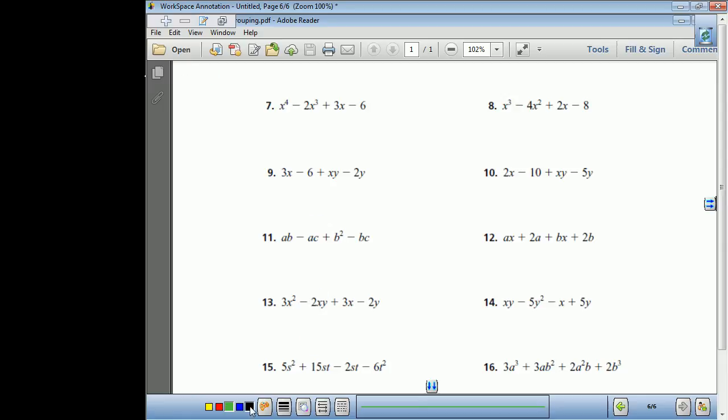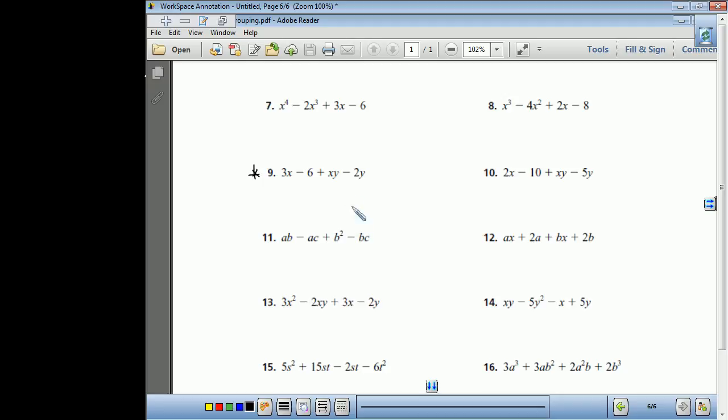All right, let's skip to number 9. We're going to look at the first two. Do they have something in common? Yes. And we look at the last two. Do they have something in common?